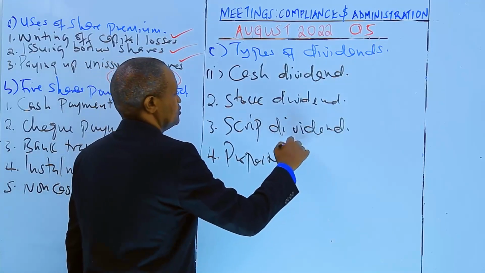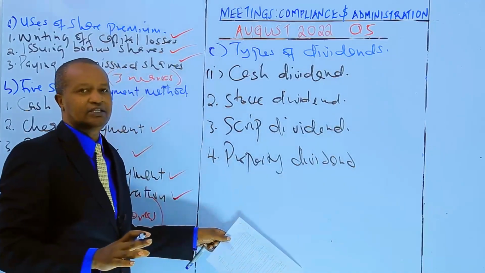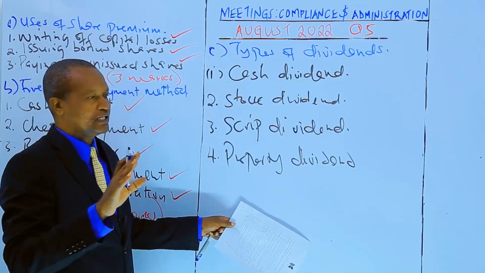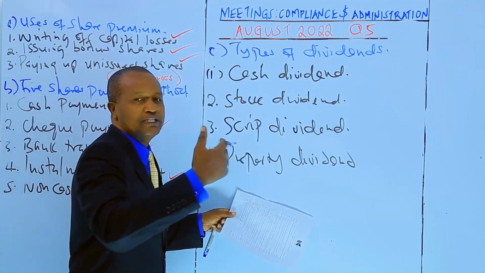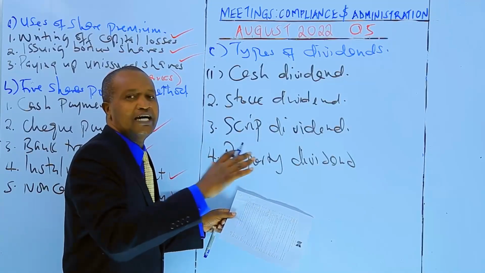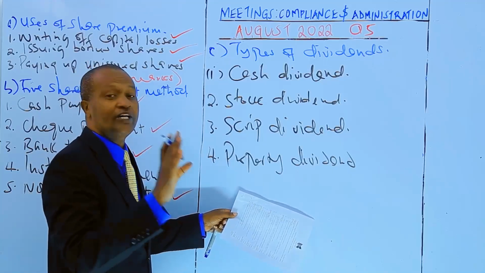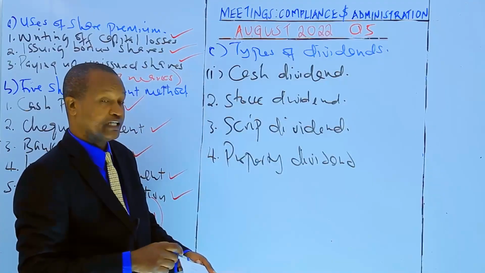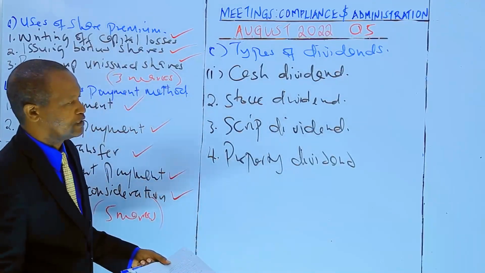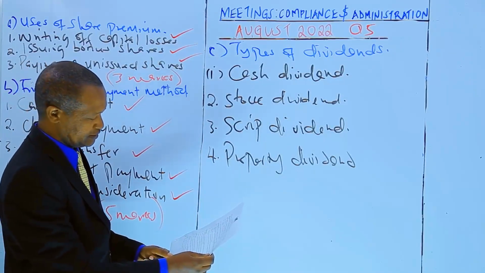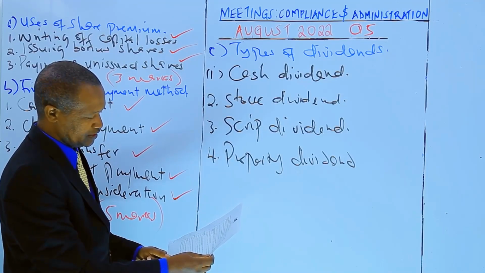4, property dividend. Now, instead of cash or shares, a company may distribute assets or property to its shareholders as a dividend, and that may include transferring ownership of assets such as real estate, intellectual property, or even investments to the shareholders. Property dividends.